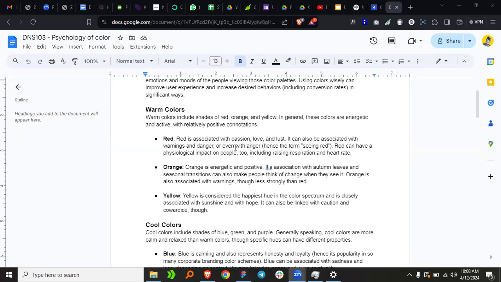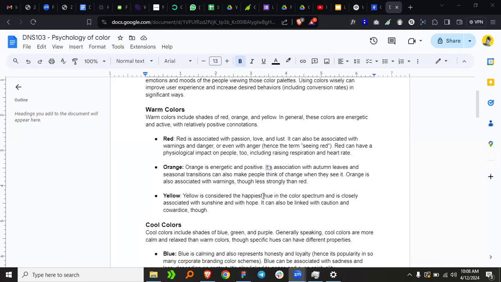Of course, if you see red, probably you're in a house, walking, and you come across two doors. You see a red door and a green door. Most likely you are going to walk through the green door, right? Because red signifies probably danger, or even anger, yeah. Hence the term seeing red. Red can have a physiological impact on people too, including raising respiration and heart rates. Even the color of blood is red.